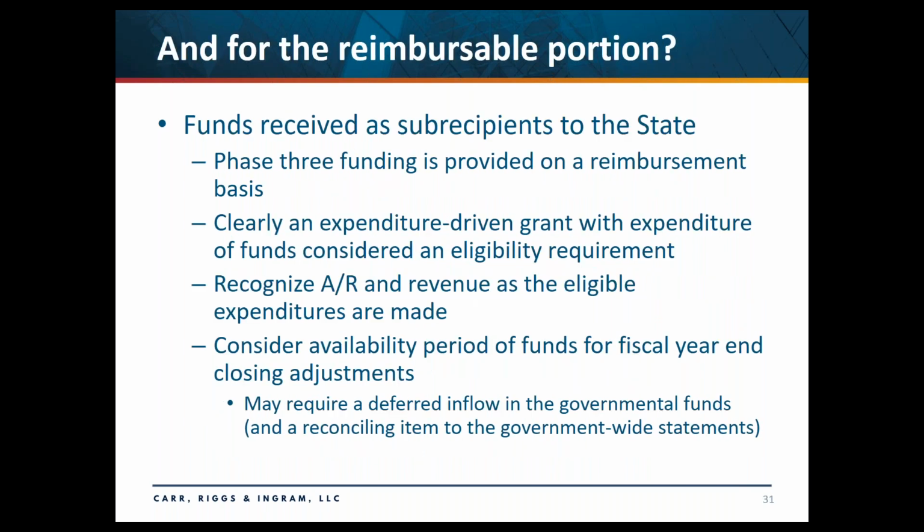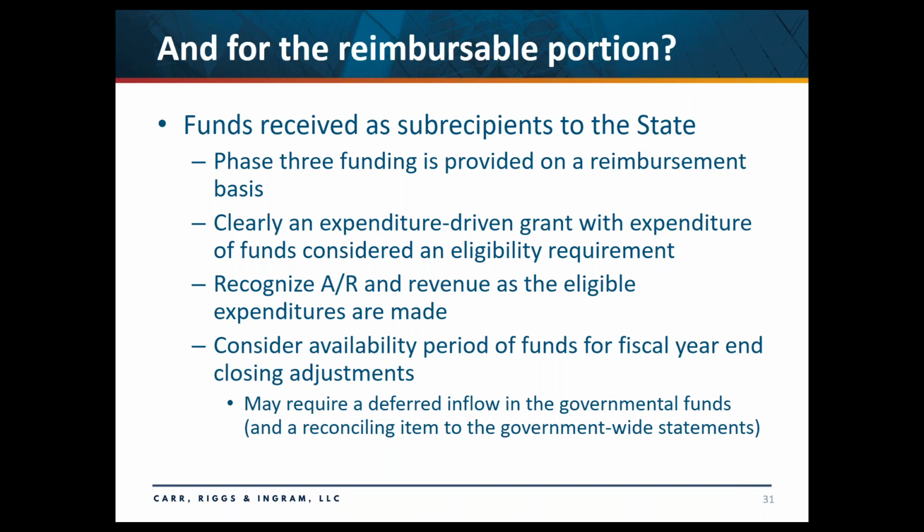Now, what if I got it on a reimbursement basis? That's even simpler. If your state or your overarching government says you're the third or fourth tier recipient, and you got it on a reimbursement basis, that's even more clear. That's an expenditure-driven grant. It's an eligibility requirement to spend the funds. As you spend them, you'll book a receivable and revenue as long as you've met all eligibility requirements. And then when the money comes in, you just reduce your receivable and debit your cash like any other grant.